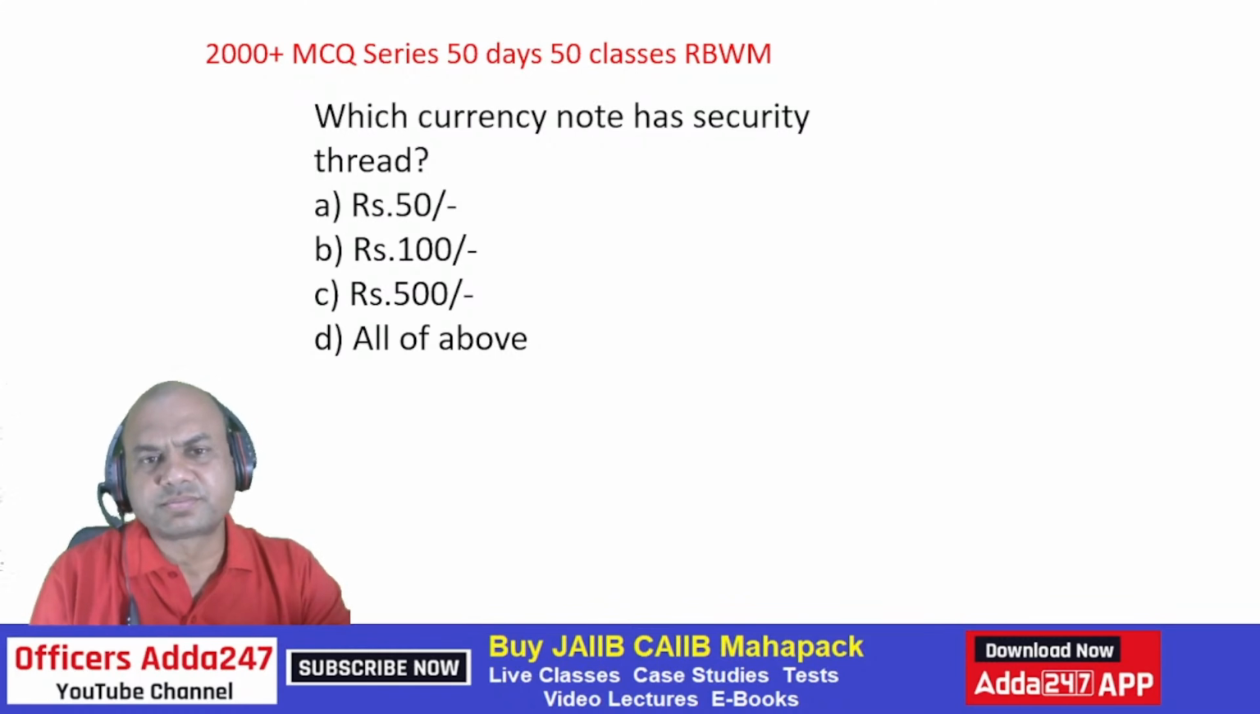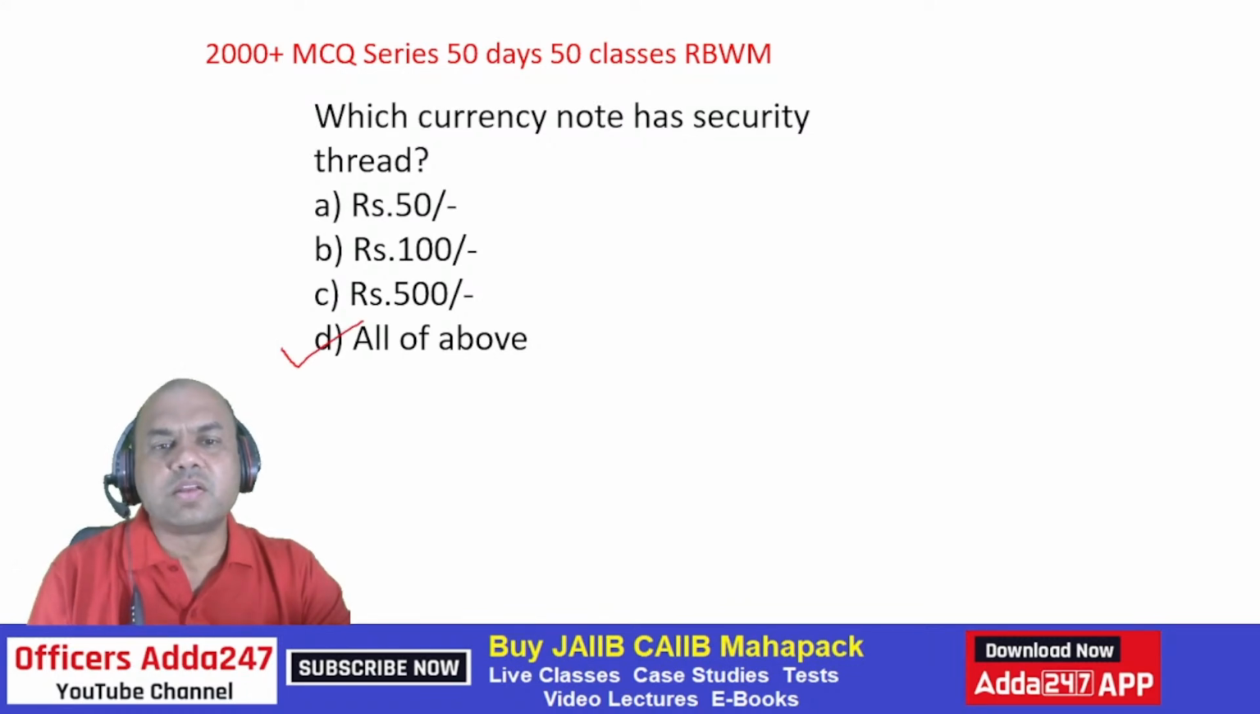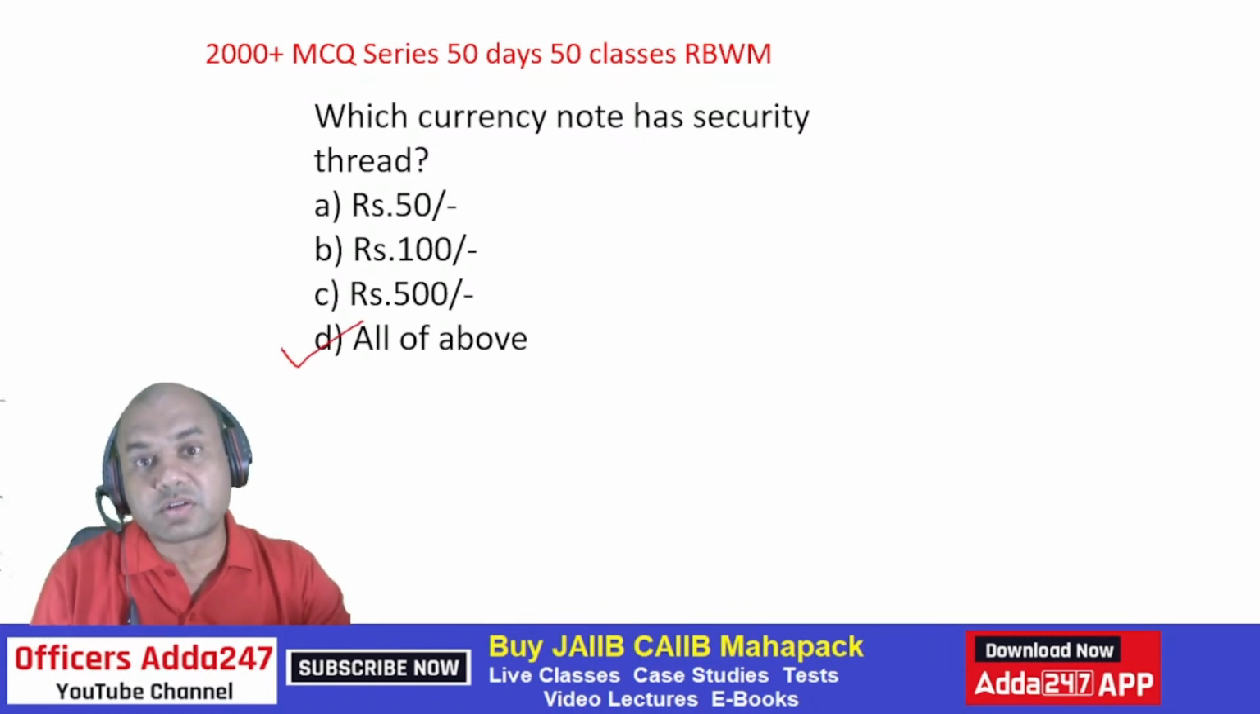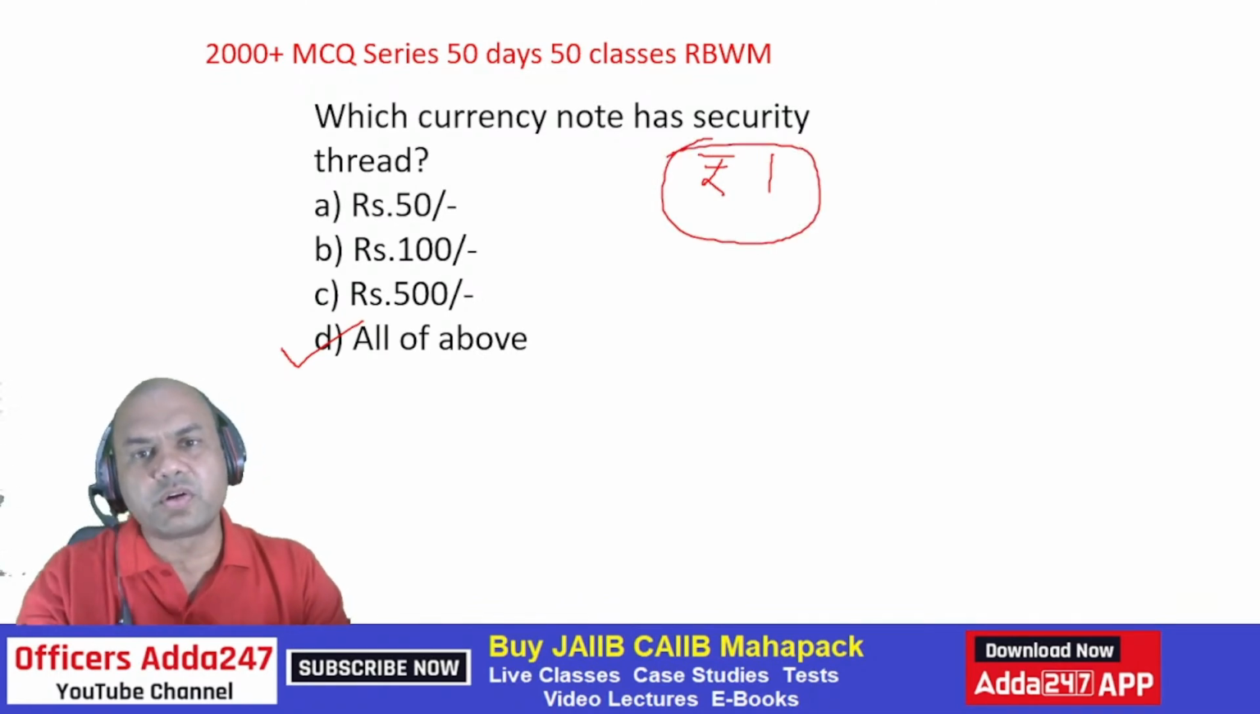What is it? How many of you can give this answer? Let me see. The answer is correct. All of the above. Now let me ask you, which currency does not have the security thread? Rupee 1 does not have the security thread. From rupee 2 you have all the security threads.